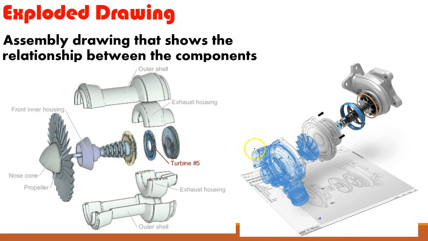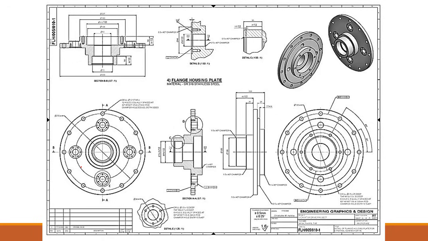So you can look at this drawing and tell how this turbo, how everything is going to assemble. So what part goes in first, second, third, and where the bolts are going to go in, and then finally how the housing is going to be clipped on. On this portion, you've got the outer shell, depicted, blown apart from each other. You got your outer shell, and then you got all the internal components, the exhaust housing. You got this turbine, number 5. And you got the inner housing, the nose cone, and the propeller, and how they all come together inside of that shell.